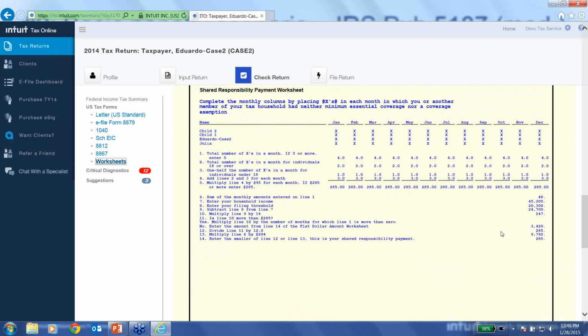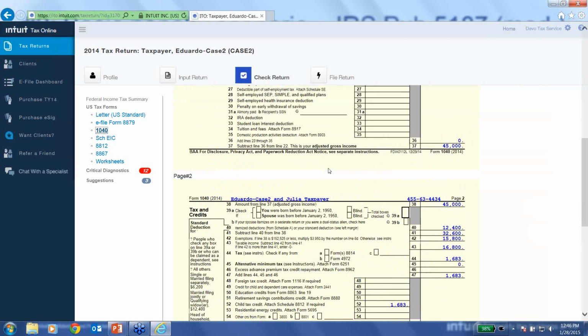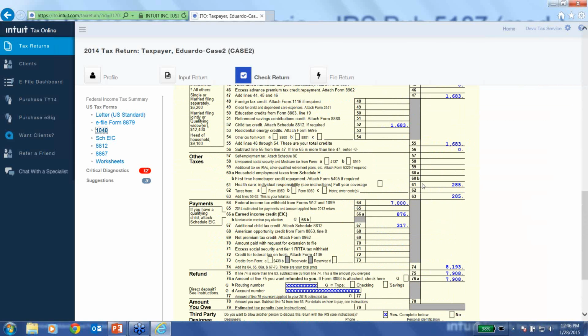Go back up to the main worksheet. That number gets entered on line 11, and then we divide it by 12 on line 12. And our penalty for the year is $285. That's underneath the cap of $9,792, which is the national average bronze plan. So that 285 figure, we can trace that back up to the 1040 on line 61.